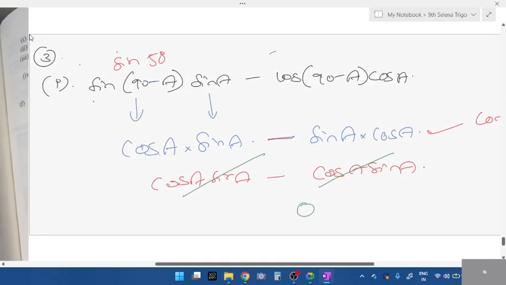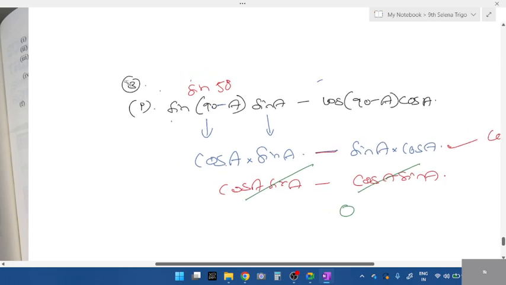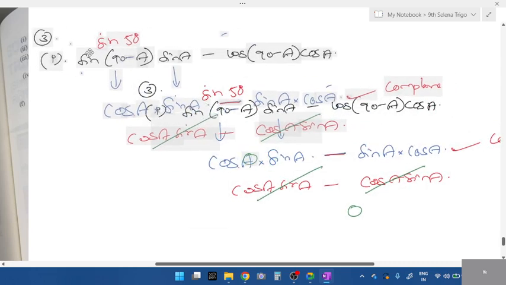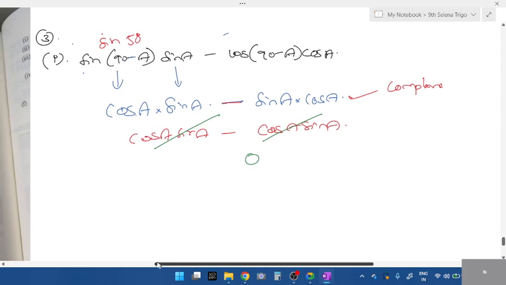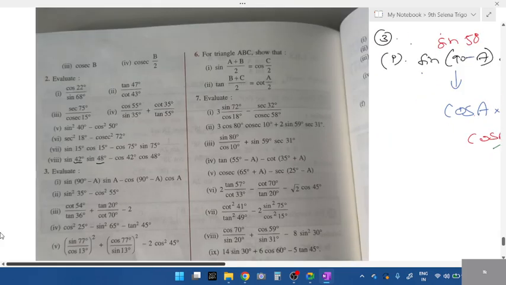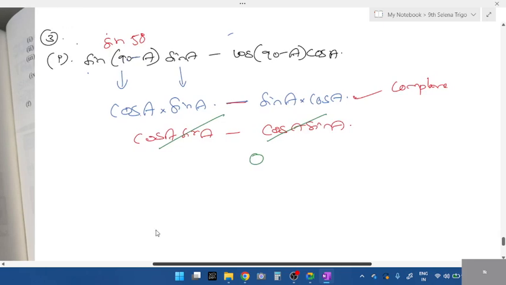Do you have your textbook with you? Okay, fine. Complete this. What about the answer? Okay, fine. Questions are there. Cos square minus sin square. So the answer is 0. It gets cancelled. Third main first one, it is 0.